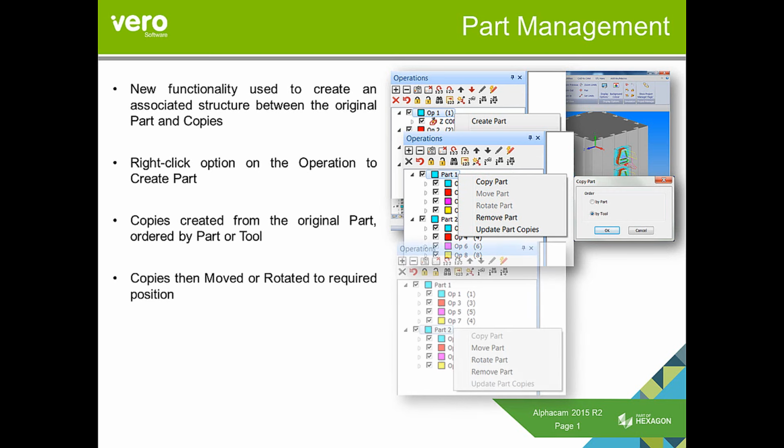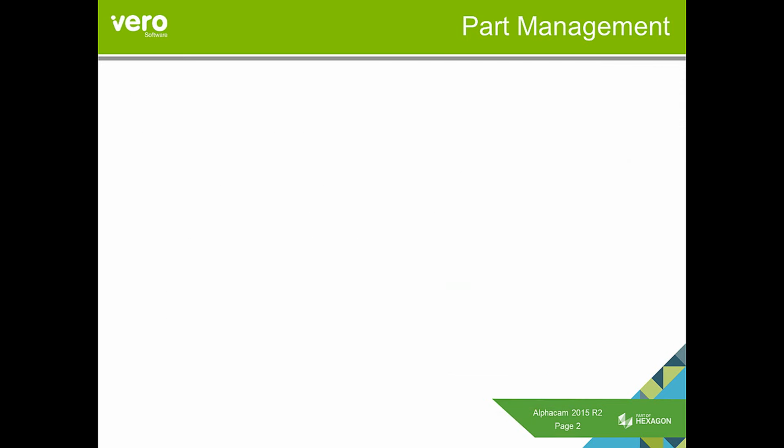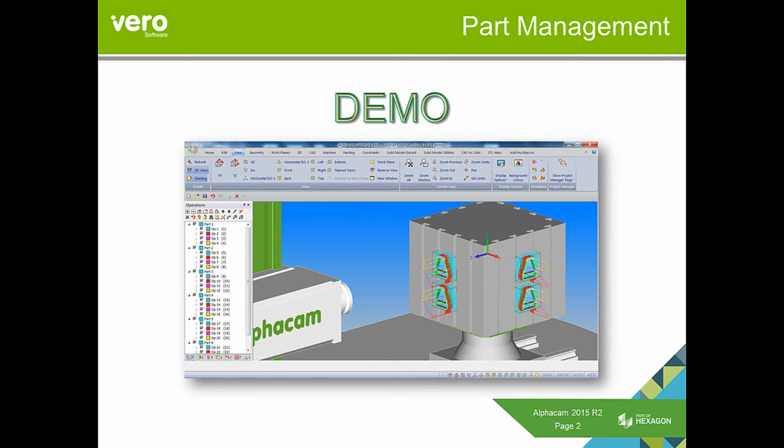Once you've created the copy, it actually creates over the top of the original. You then need to translate it by moving it or rotating it into the position that you require. If you modify the part, the original part, you then obviously get the option to update the part copies. So let's have a look at this feature now within Alphacam 2015 R2.